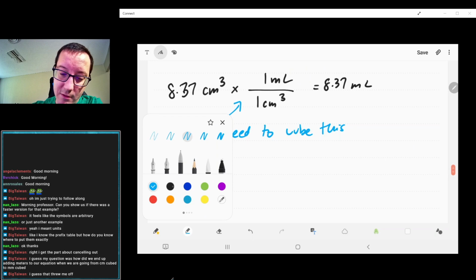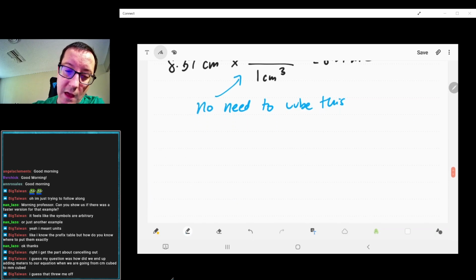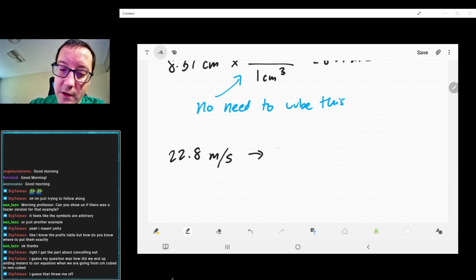So for example, let's say I have something that is going through 22.8 meters per second. If I wanted to go to kilometers per hour, we can do this in any number of ways. It just depends on what conversion factors we're given.